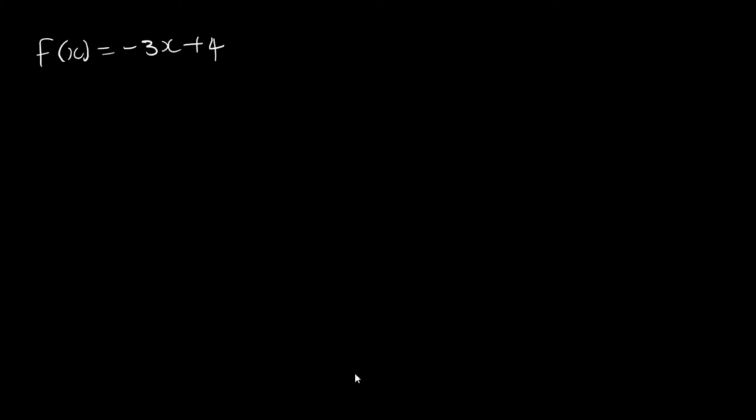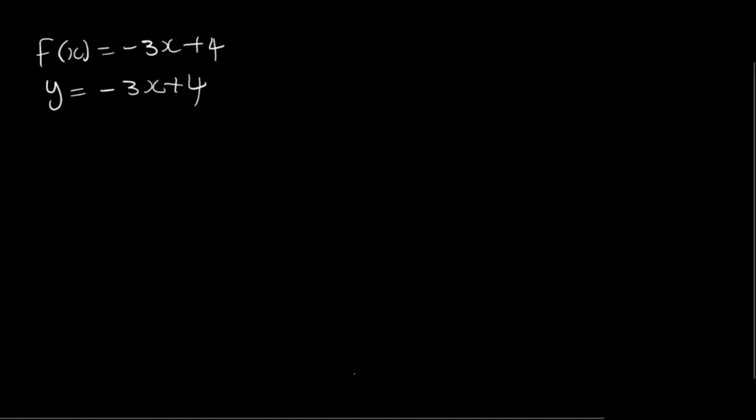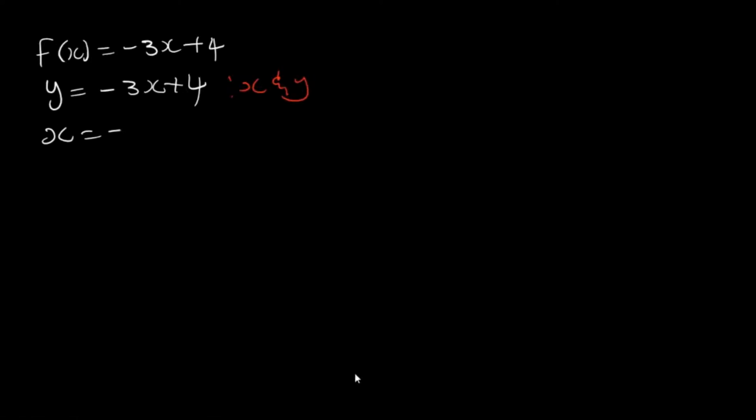Given an equation f of x is equal to minus 3x plus 4, we want to find the inverse of the function. So the first thing is we're going to write the equation as y is equal to minus 3x plus 4. And the second thing is we're going to interchange the x and the y. So where there's x we put y, where there's y we put x. So in this case we're going to say x is equal to minus 3y plus 4.